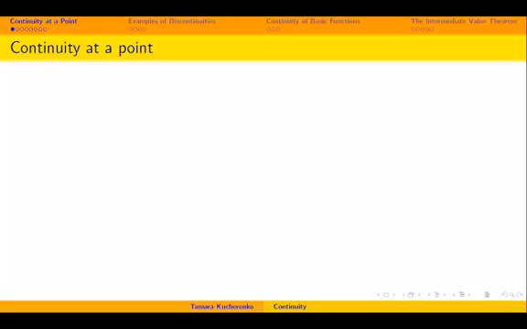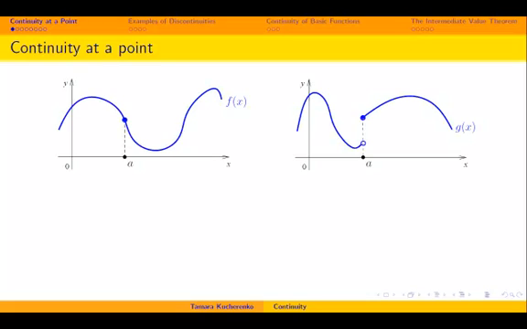In everyday language, the word continuous means having no breaks or interruptions. In calculus, continuity is used to describe functions whose graphs have no breaks. For instance, let's look at these two graphs of functions f of x and g of x. Which function, from your point of view, should be called continuous?